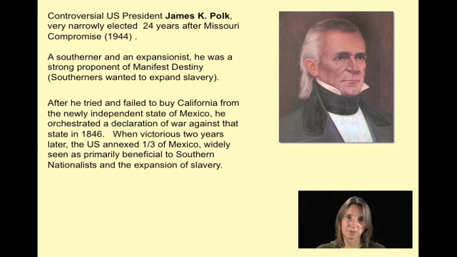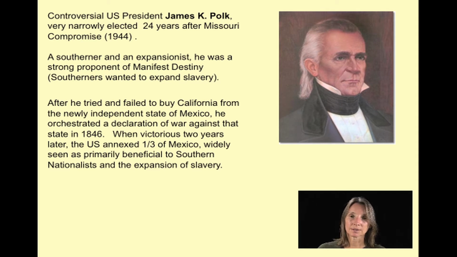Polk really wanted to expand west. So what he did was he first tried to buy California from the Mexican government. After he tried to buy California from Mexico, and they said no, he decided that he would kind of orchestrate a war so that they could go to war with Mexico. In 1846 that happened, and it lasted a couple years, and the Americans won.